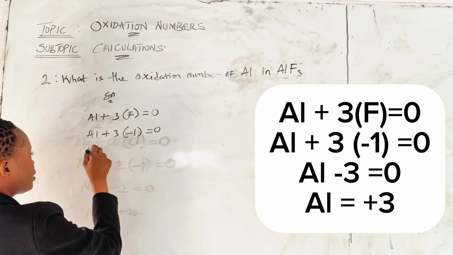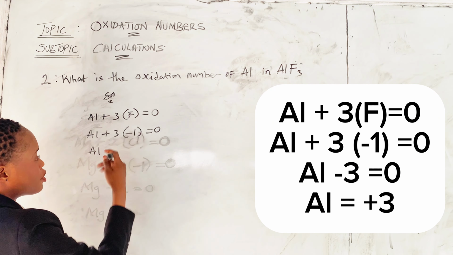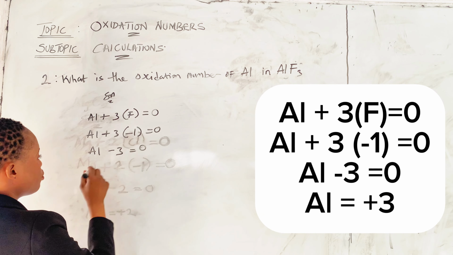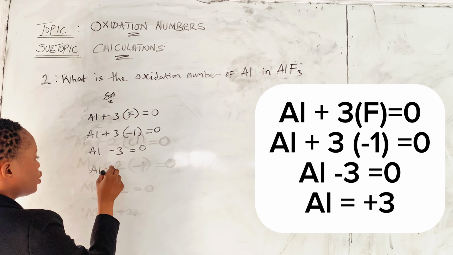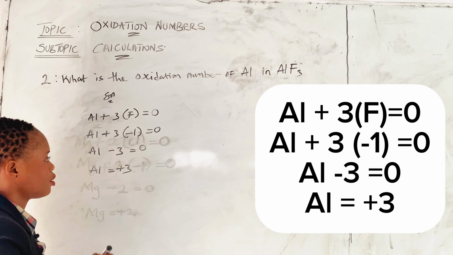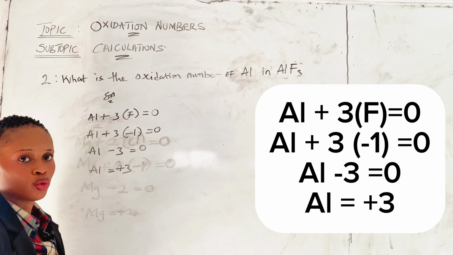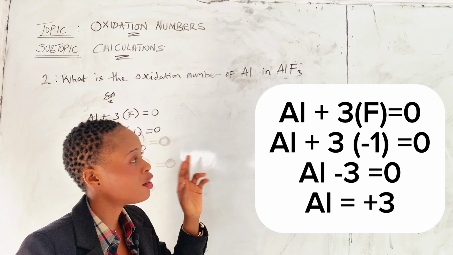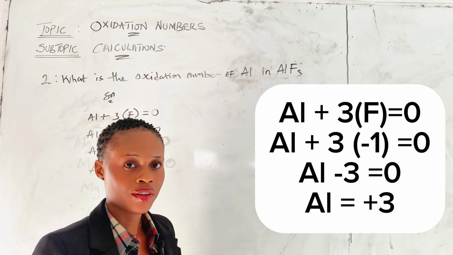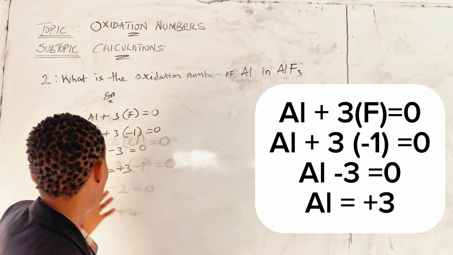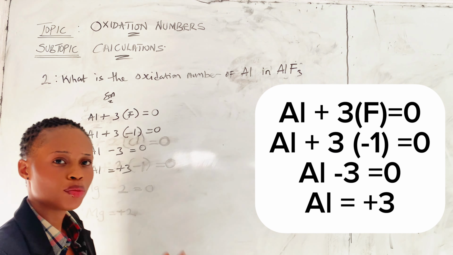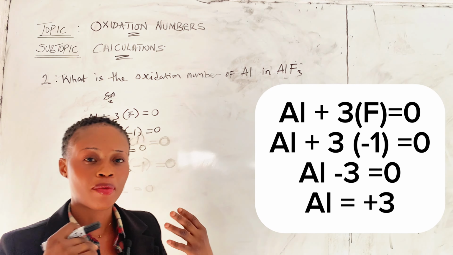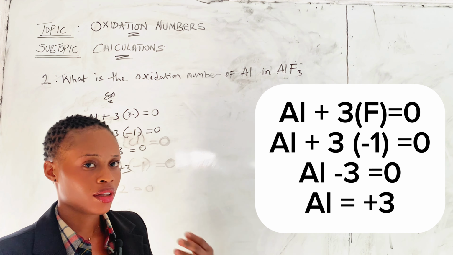So simple mathematics, Al plus 3 times -1 is -3, equals 0. Okay, so aluminium is equal to plus 3, because the -3 went over the equal to sign. So that is to say that the oxidation number of aluminium in AlF3 is +3. So it makes sense. Why? Aluminium actually belongs to group 3 in the periodic table, and because it belongs to group 3, it has an oxidation number of 3.